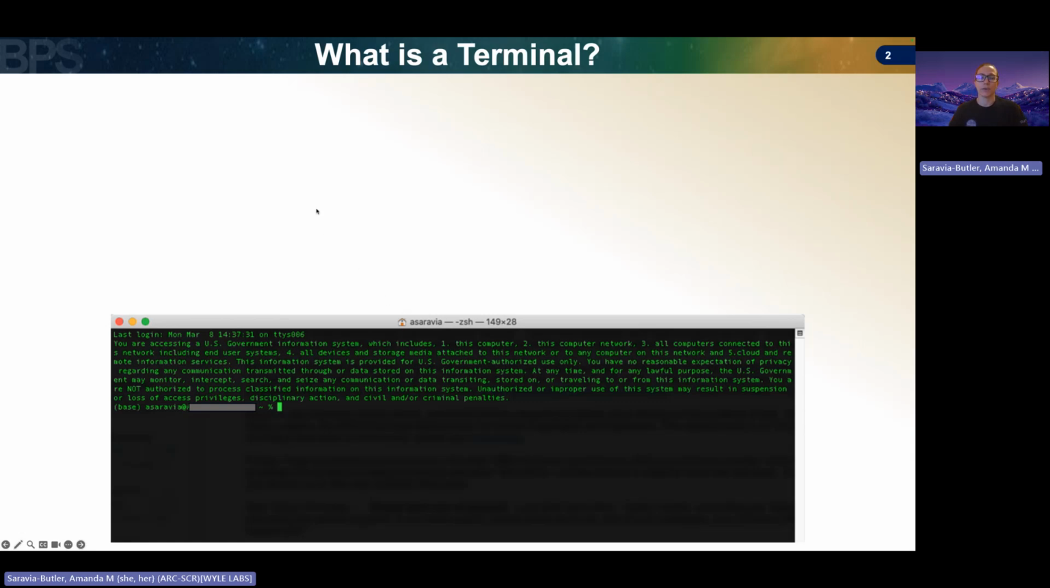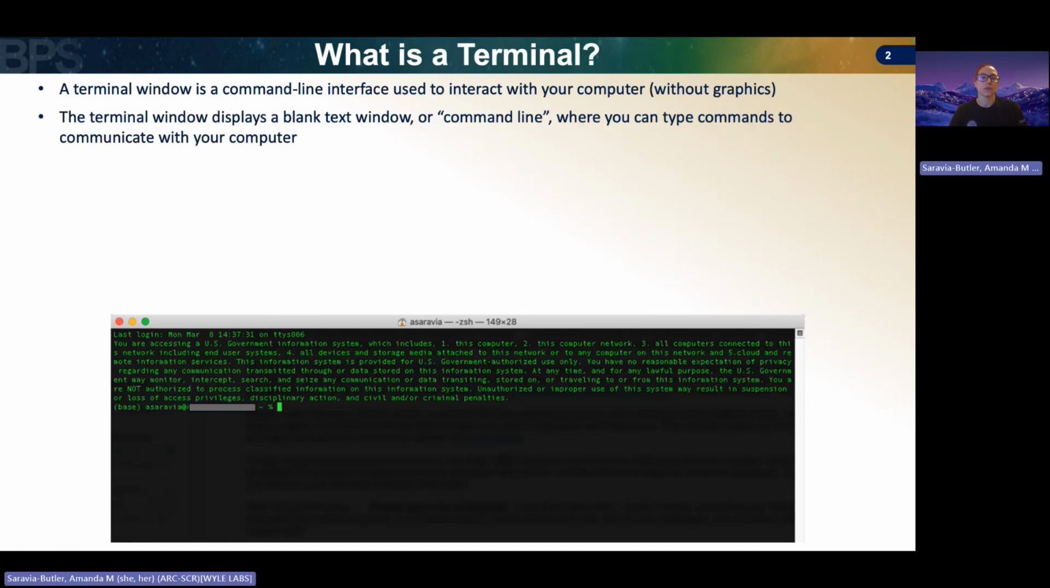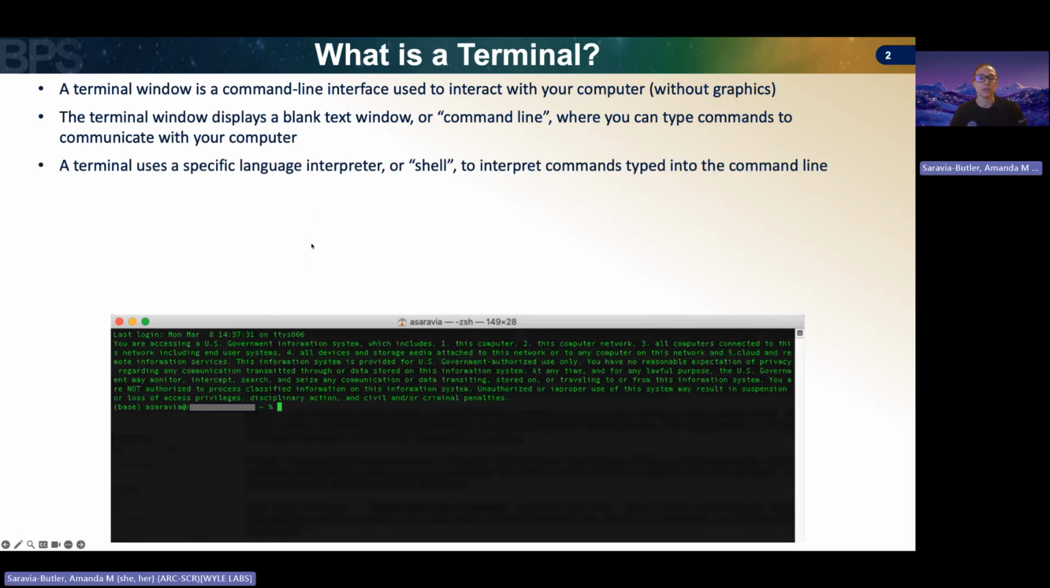First, starting off with what is a terminal? A terminal window is a command line interface. It's going to be used to interact with your computer without using any type of graphics. So the terminal window displays a blank text window, which we'll refer to as the command line, where you can type commands to be able to communicate with your computer, as you see in this image below. A terminal uses a specific language interpreter or shell to interpret commands that are going to be typed into the command line.